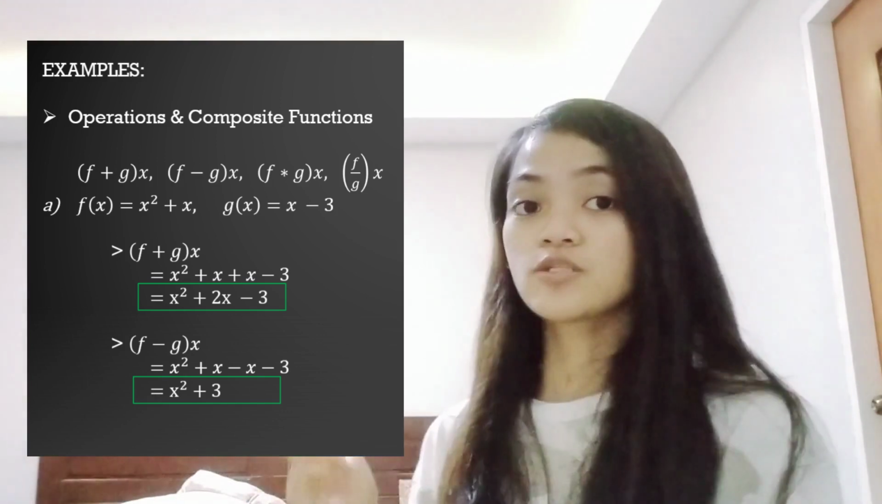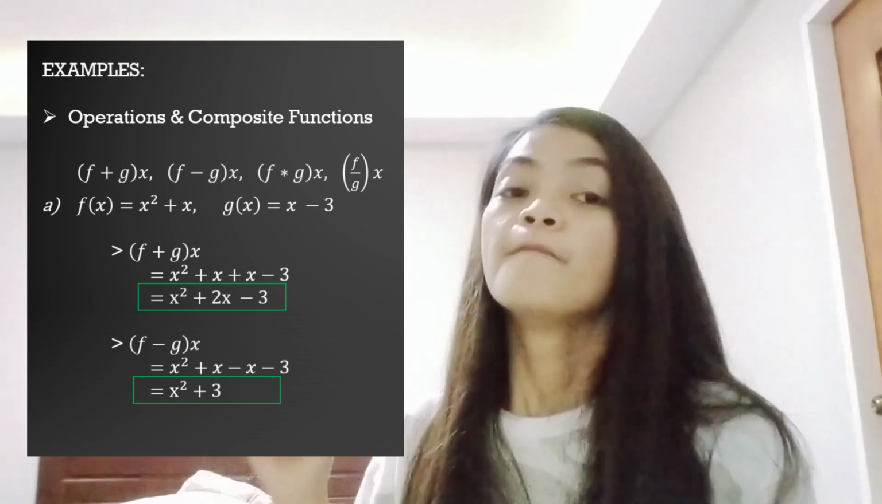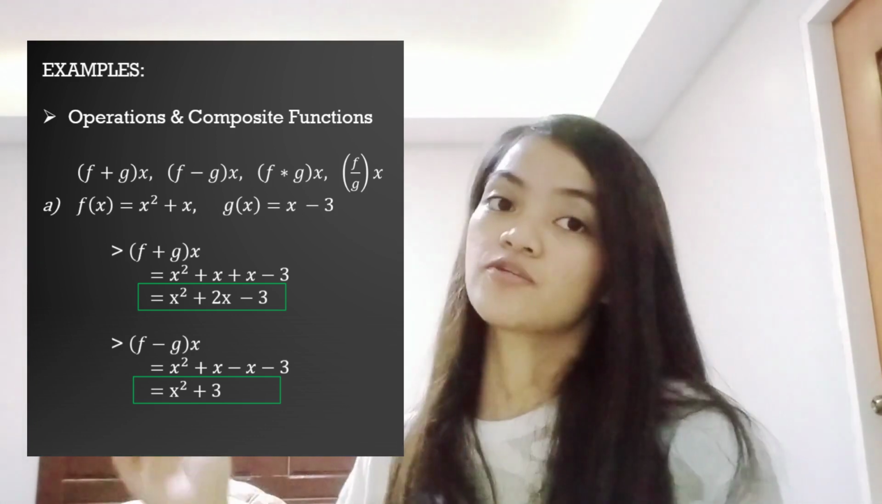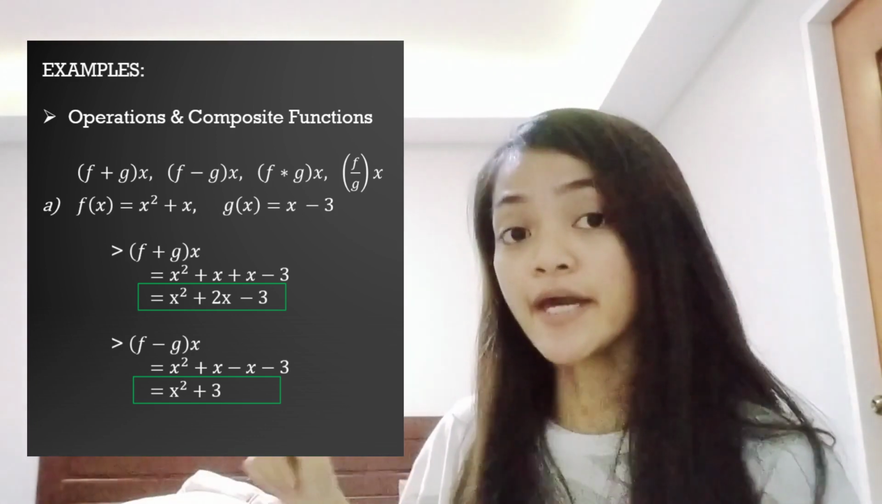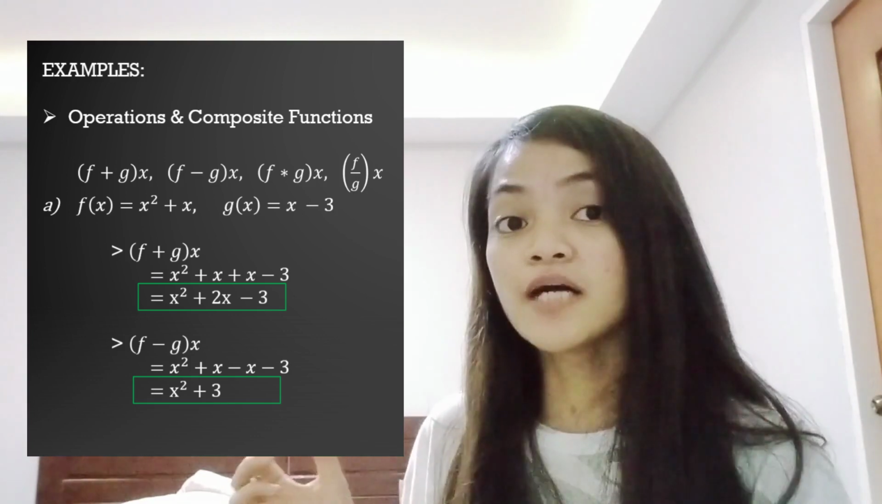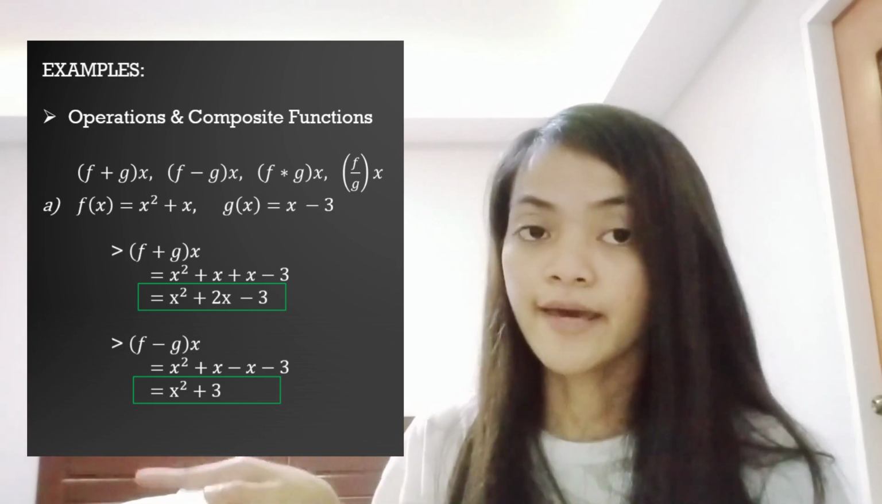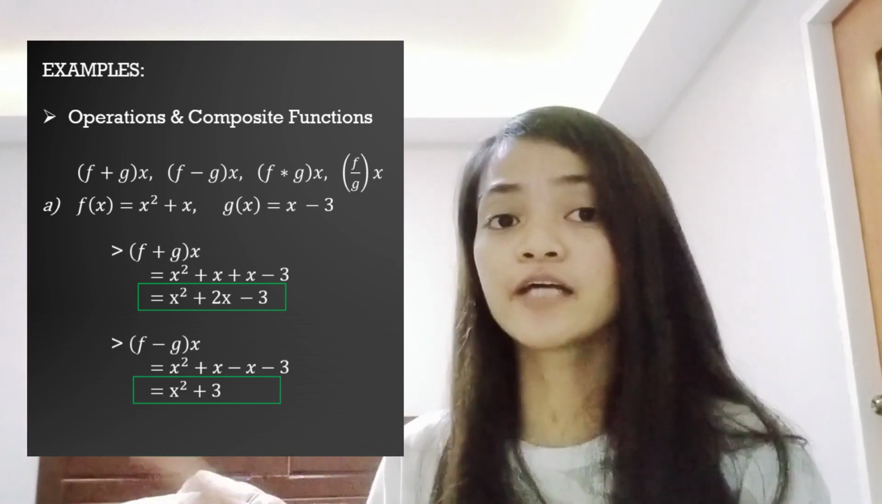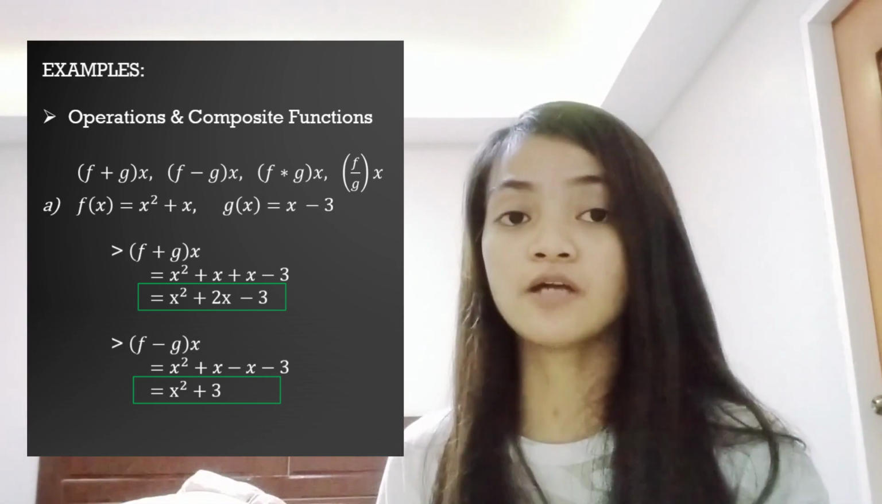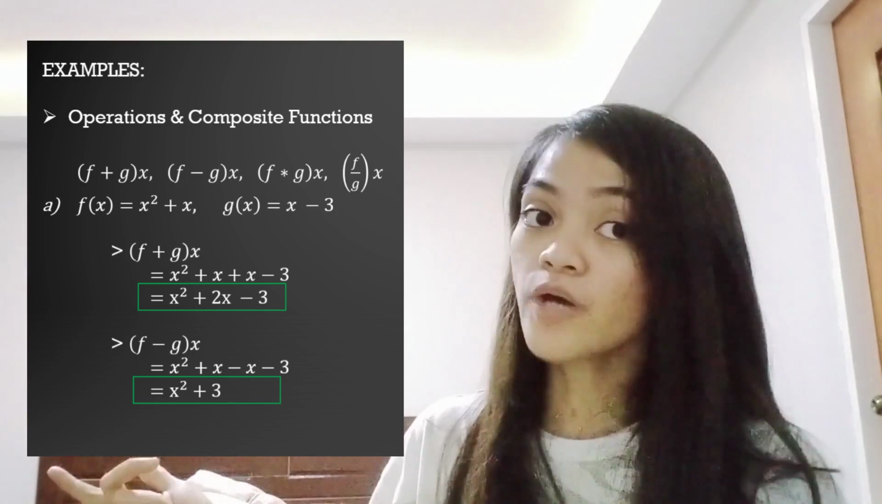So x squared plus x plus x minus 3. So bring down the x squared, then plus x, plus x, so we have 2x. Then bring down the negative 3. So we have the final answer of x squared plus 2x minus 3.